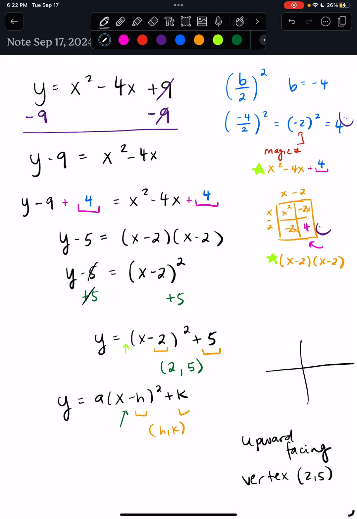All right, so I can imagine if I wanted to sketch my parabola, that at (2, 5), and again, this isn't going to be a perfect parabola, imagine that's (2, 5) here for my vertex. And I know that my parabola is going to be upward facing, so I can imagine sketching an upward facing parabola and having it look something like this.